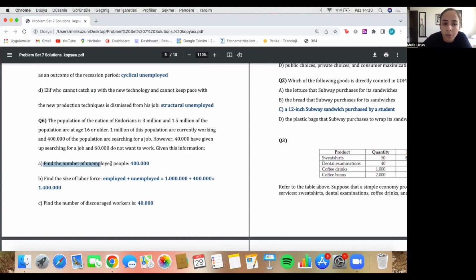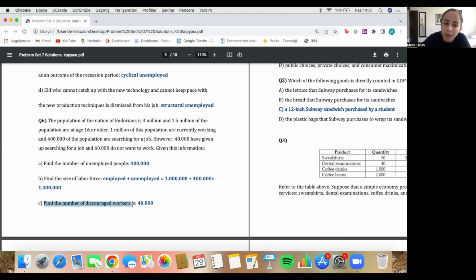So first, find the number of unemployed people. It says that 400,000 of the population are searching for a job. This means they're unemployed. Find the size of the labor force. We know the labor force is employed people and unemployed people. So 1 million of this population are currently working, which means they're employed, and 400,000 are searching for a job and they're unemployed. So we add them up and we will find the size of the labor force.